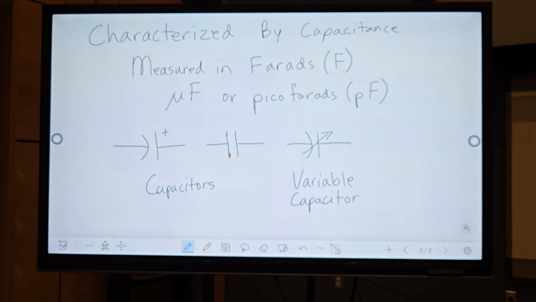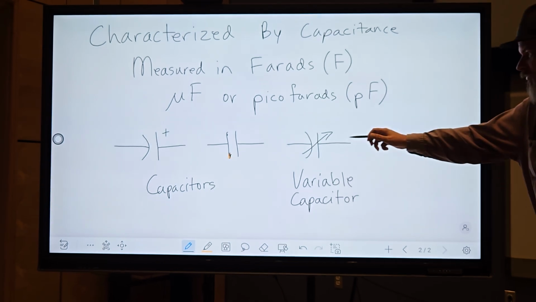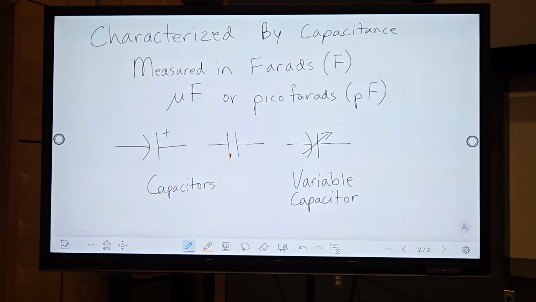Most digital systems nowadays do not use variable capacitors. They use other means of filtering signals and creating resonant frequencies. So variable capacitors are not very common anymore, in new designs at least. If you're into older audio equipment or whatever, you might run into variable capacitors.